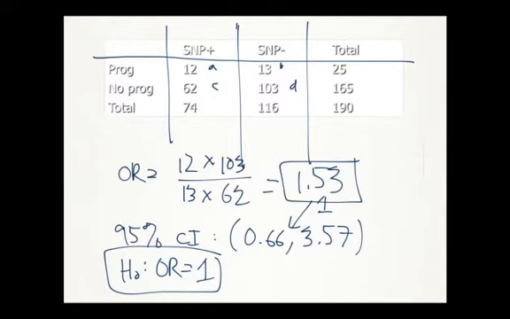The odds of progression for patients with the SNP is 1.53 times higher than the odds for patients without the SNP. Let me say that one more time. The odds of progression for patients with the SNP is 1.53 times higher than the odds for patients without the SNP. That's a difficult interpretation because it's all in terms of odds.